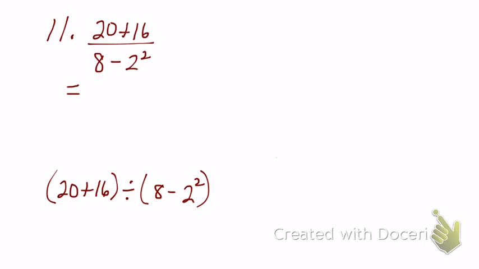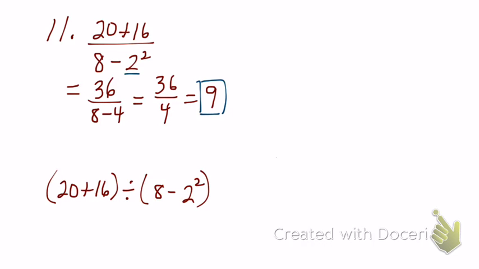So here, 20 plus 16 is 36. Notice in the denominator we're going to square first, so it'll be 8 minus 4. That's going to give us 36 over 4, which is 9. So it's very important that you add the 20 and the 16, then do the denominator, 8 minus 2 squared, and the last thing you do is simplify that. Alright, let's do one more of these.